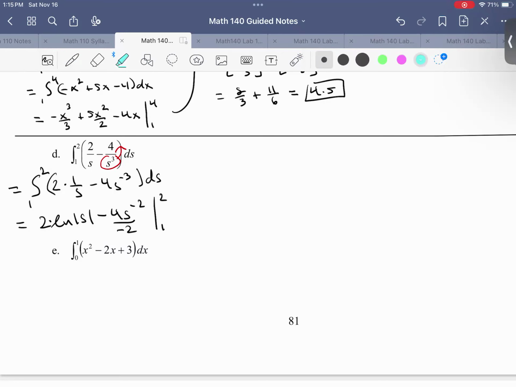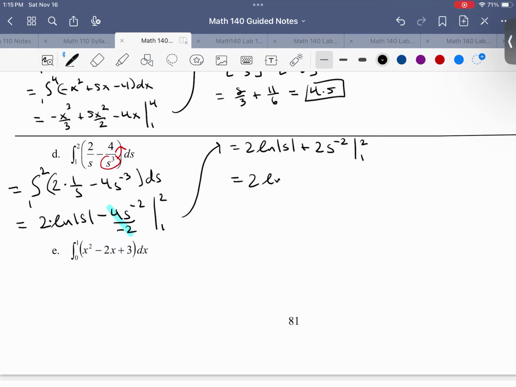Okay, so this cancels out. And what we are left with coming back up here is 2 natural log of s. The negative 4 and negative 2 make it a positive. So plus 2s to negative 2. And we're evaluating from 1 to 2. And so to clean this up a little bit, for when we plug in 2 and 1, we can have 2 natural log of s plus 2 over s squared, evaluating from 1 to 2.